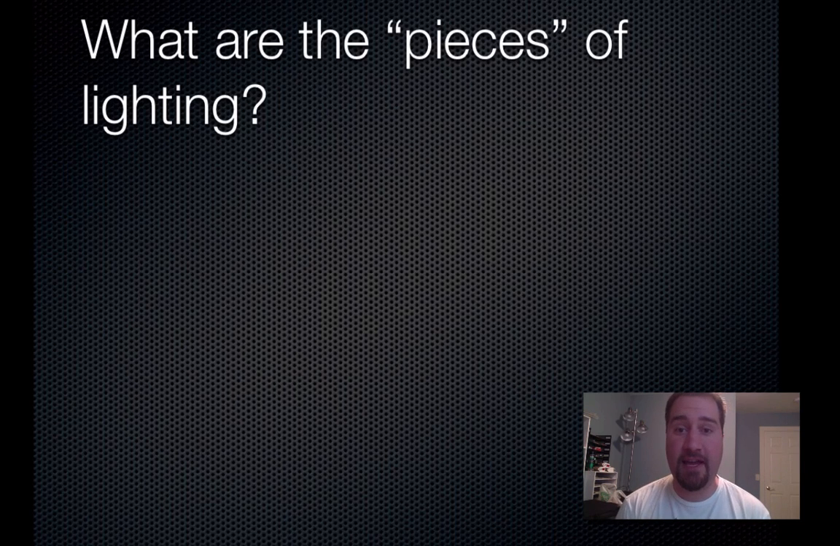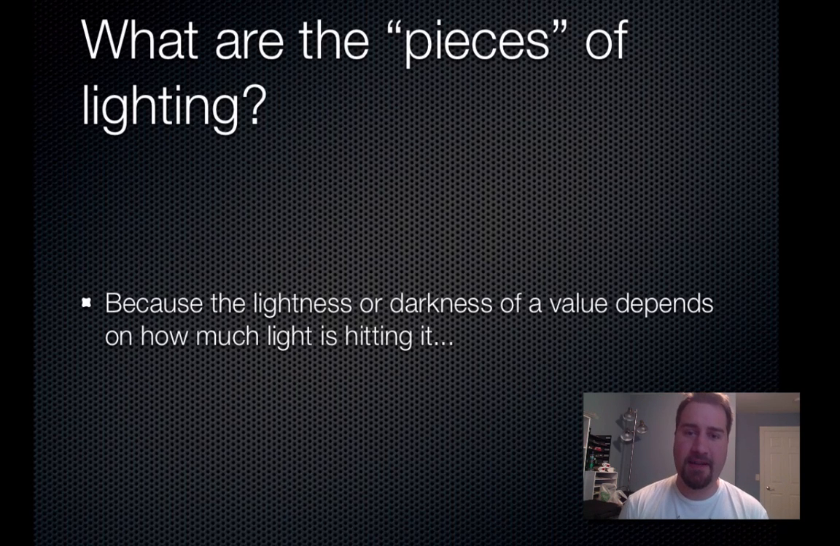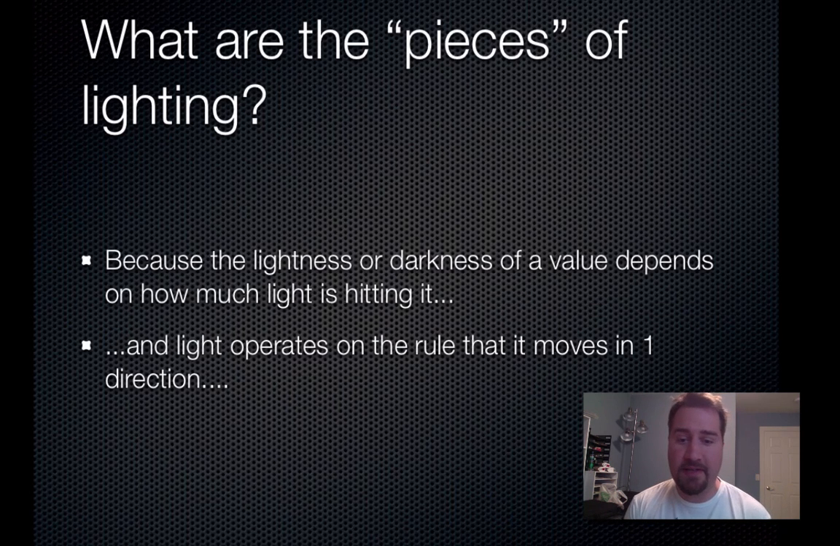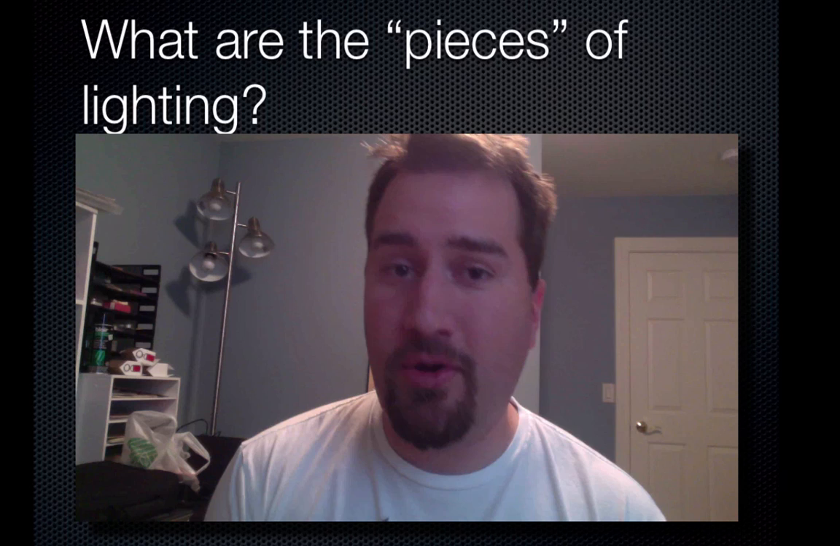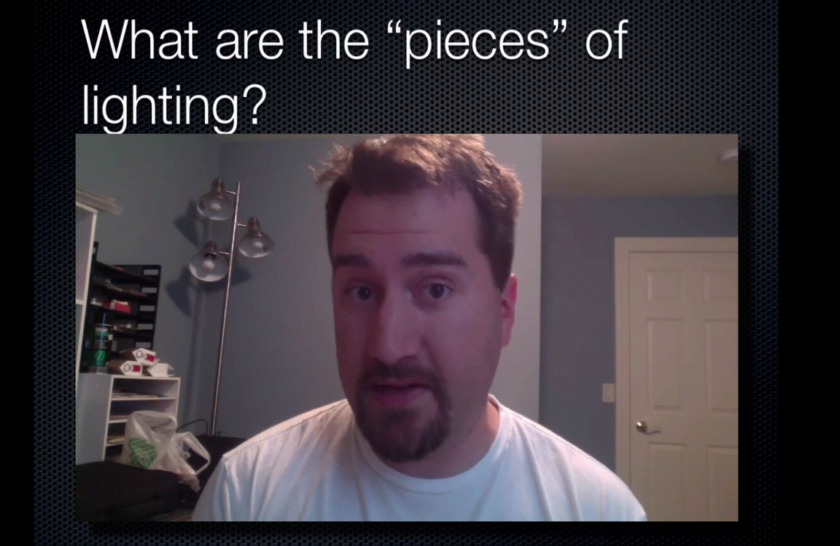Now that you know how light works, we need to look at the pieces of lighting. And by pieces of lighting, I mean how it affects your values. What happens to your values? There are actually four major pieces to lighting. Because the lightness or darkness of a value all depends on how much light is hitting it, and because light operates on the rule that it moves in one direction, your values will almost always be used in the following ways in your piece.